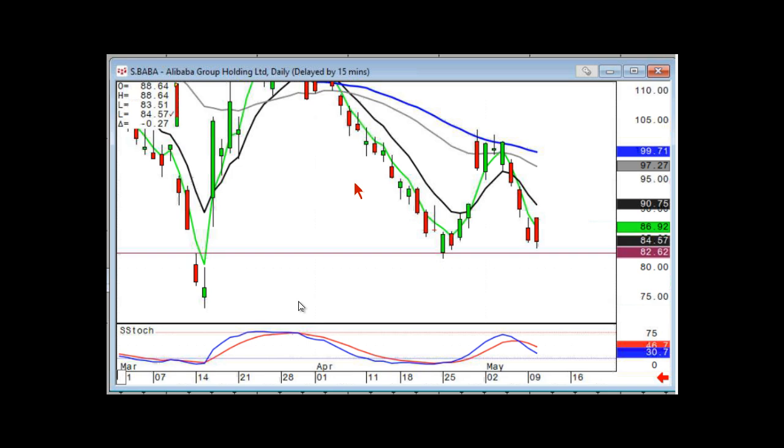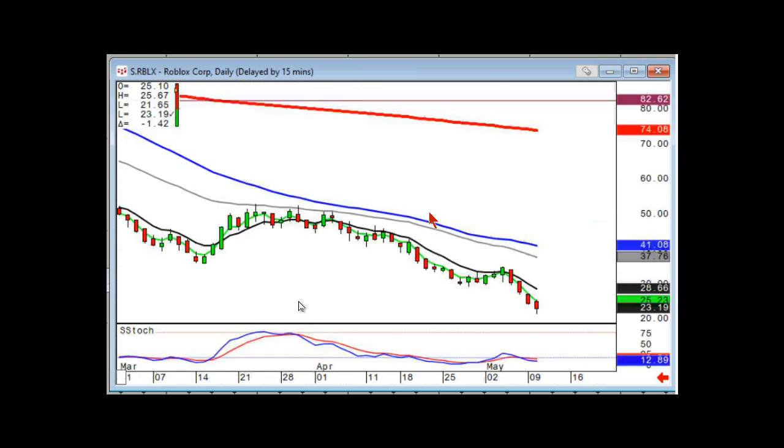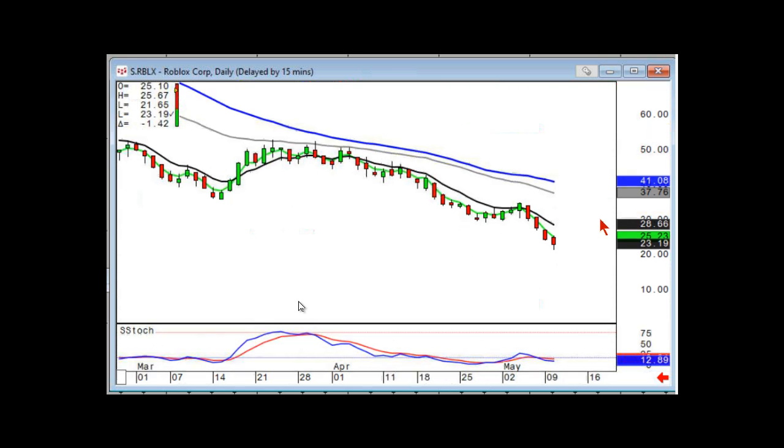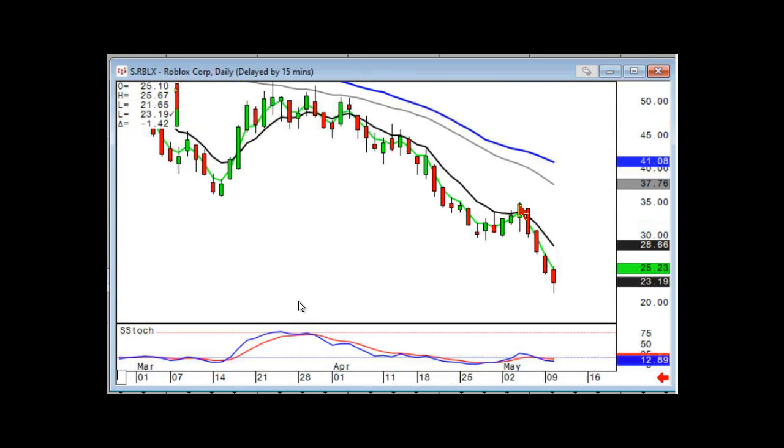So recognizing a signal or pattern setting up just puts you in that much more command of what you should be looking for and what you should be doing next. Roblox came back up, rolling over. How far do we think this could go down? This magnitude. Now again, does that mean it's going to do that? No, that's what our expectation is.